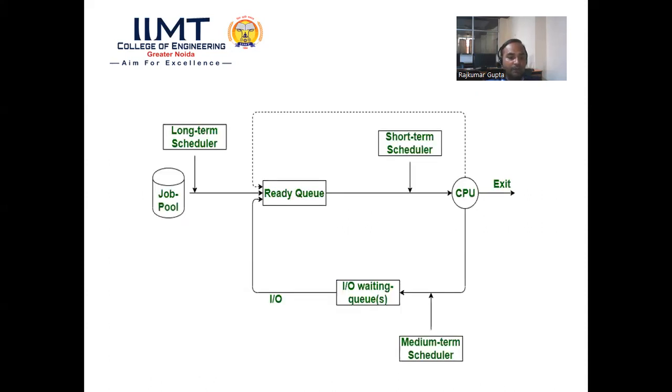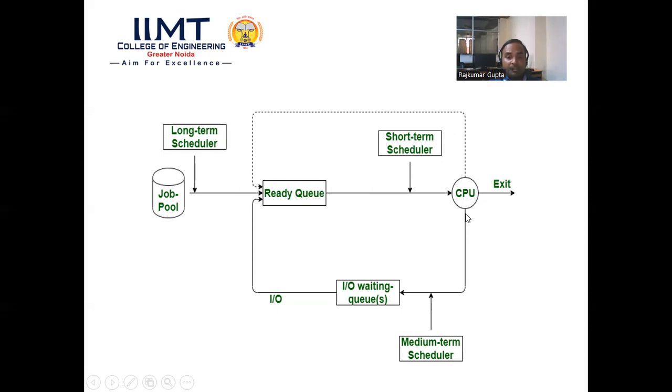Now we can understand it with the help of the diagram that I have given you. This is the job pool, and from the job pool there are so many processes. From the job pool to the ready queue, the processes are taken out with the help of the long-term scheduler. Many processes wait in the ready queue for the assigning of the CPU. From the ready queue, the processes are assigned to the CPU by the short-term scheduler. In the CPU, the processes are running or being executed.